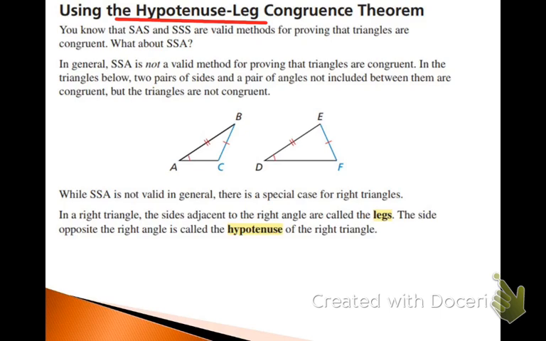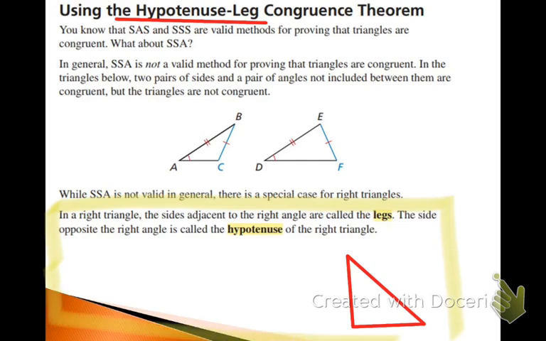So the first thing that we actually want to talk about is, where is a hypotenuse? What am I talking about? A hypotenuse is a side in a right triangle. So if you look at this bottom section, it talks about a right triangle. So I'm going to draw my right angle. In a right triangle, the sides adjacent to the right angle are called legs.